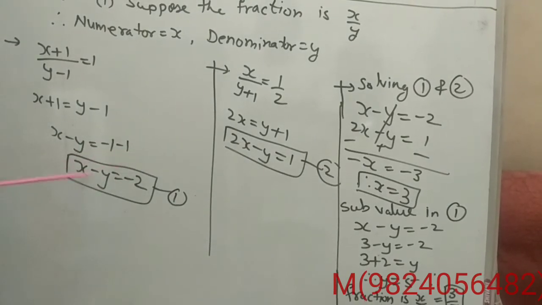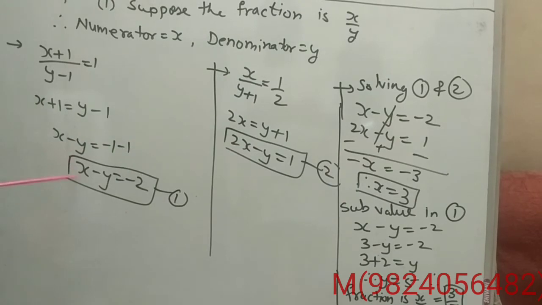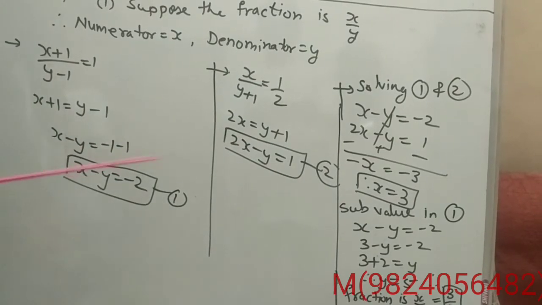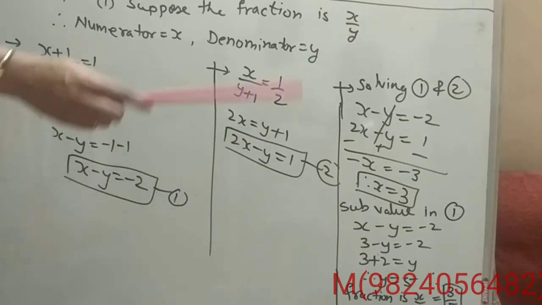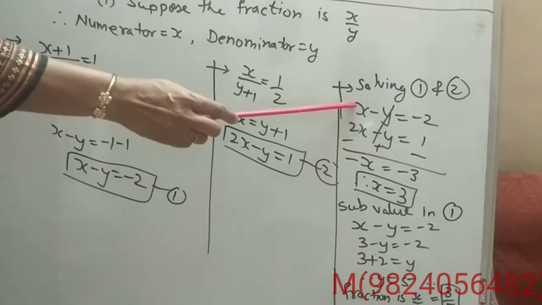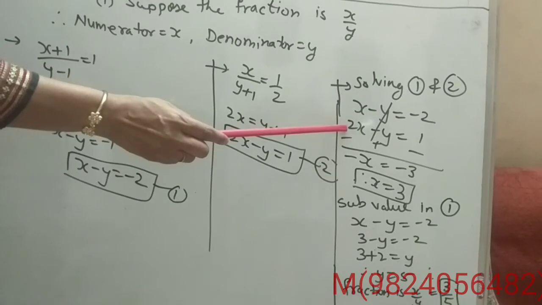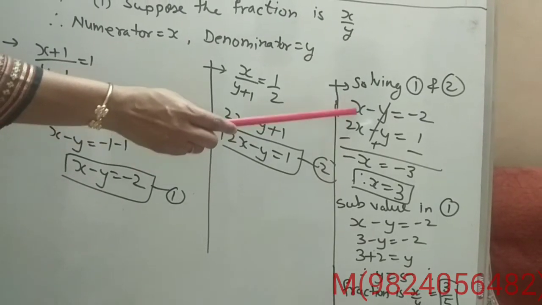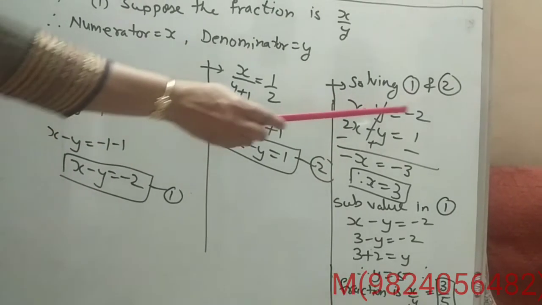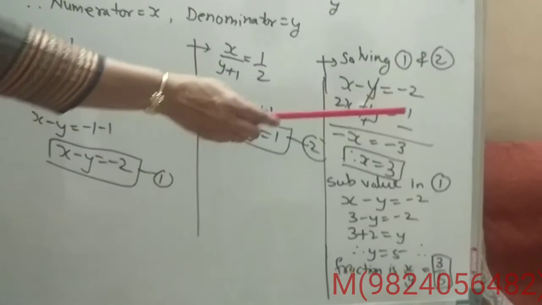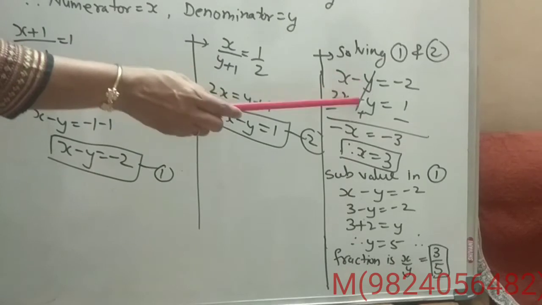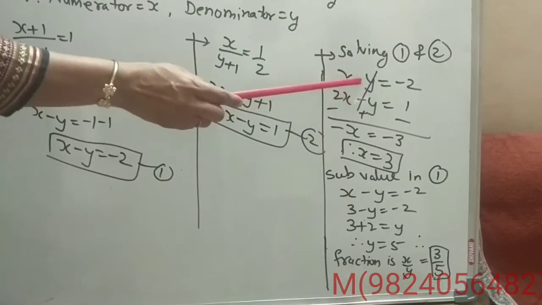So here it is x, here it is 2x. So you can multiply this by 2. Why do unnecessary calculation when we are having the same variable y? So directly solving 1 and 2. See, I have written equation number 1 and below that equation number 2. The first equation was x minus y is equal to minus 2. The second equation was 2x minus y is equal to 1. Again the variable y has got the same sign.